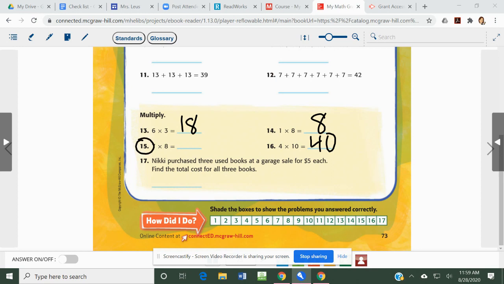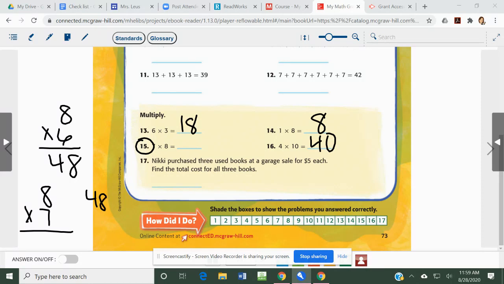7 times 8. Okay, let's say you don't know what 7 times 8 is. What if you knew that 8 times 6 gives you 48? But I need to know what 8 times 7 is. Well, if I add another 8 to 48, that will give me 8 times 7. So just take 48 and add 8 more, and we get 56. So 8 times 7 is 56.